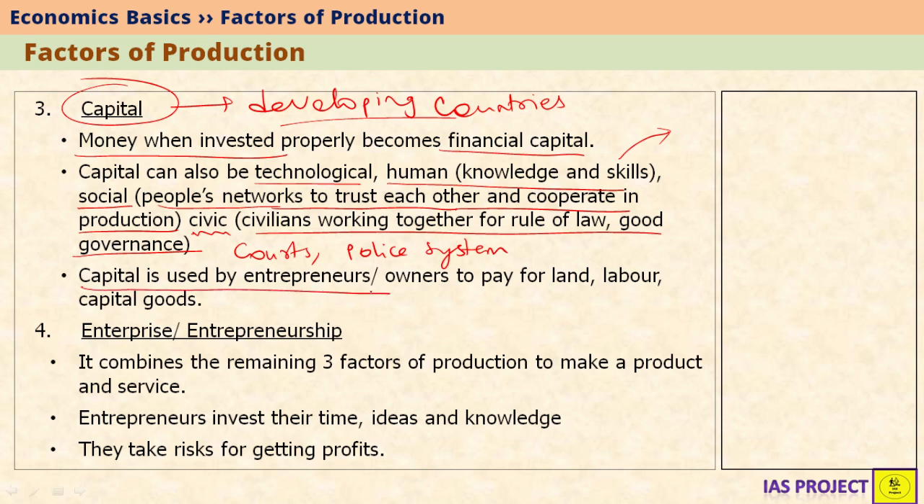Capital is used by entrepreneurs to pay for land, labor and capital goods. Mostly they use financial capital for this. The fourth and most important factor of production is enterprise or entrepreneurship. Entrepreneurship combines the remaining three factors of production to make a product or service which are useful in the market. Entrepreneurs invest their time, ideas and knowledge. And for their time, ideas and knowledge, they take risks and get profits.